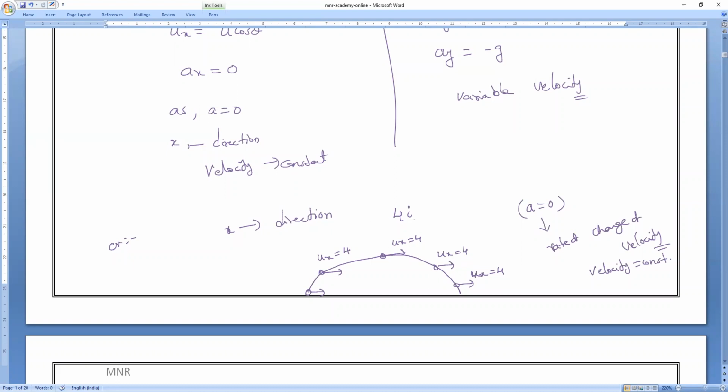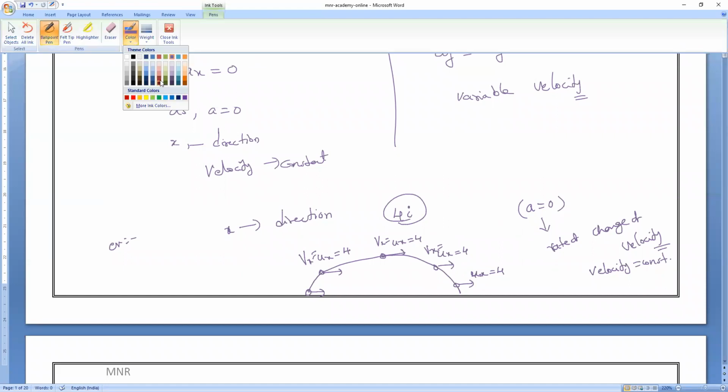So as I said, the initial velocity is 4i cap. So at every point on the x-axis, let me take Vx. So Vx is equal to Ux. Here also Vx is equal to Ux. Here also Vx is equal to what, everybody? Ux. Now, but what about Vy?